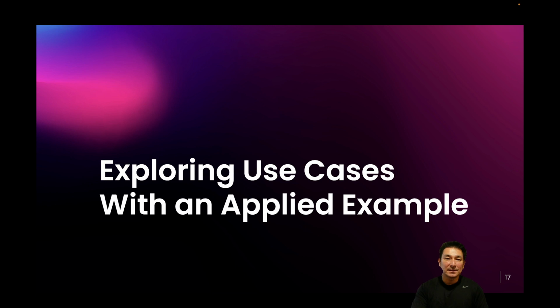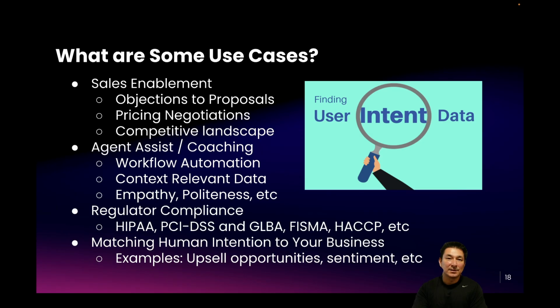I thought it would be good to explore various use cases where the Symbl platform can be utilized, and we will go through a real-world example to explore how the capabilities of the platform can be used to address a specific use case. Some use cases where you can apply conversation analytics to real-world business problems are sales enablement. This involves detecting objections to proposals or price negotiations, or understanding the competitive landscapes in conversations that are happening between you and your customers. Another use case is agent assist or coaching.